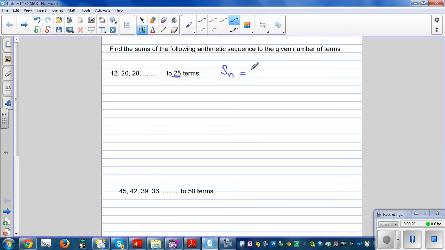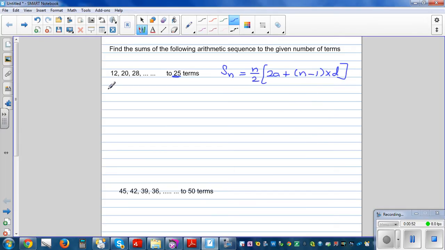The formula is Sn is n over 2, or n divided by 2, times 2a plus n minus 1 times d. So first let's identify what is a, what is d, and what is n.